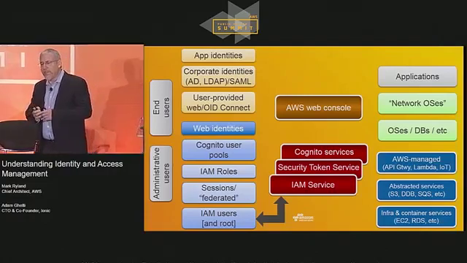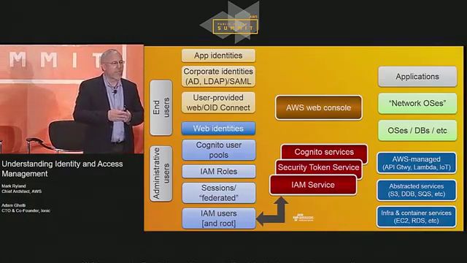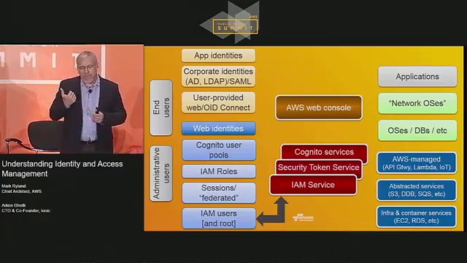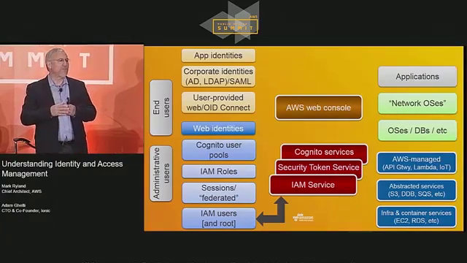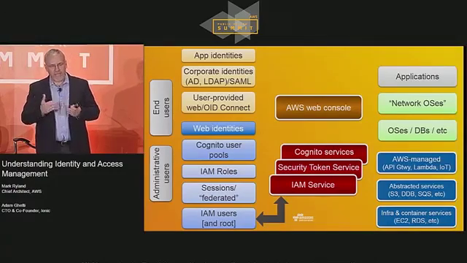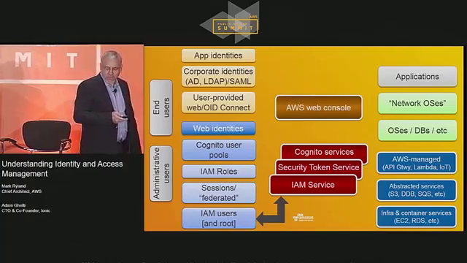And in the middle is the identity access management service itself, as well as a component we'll talk a lot about, the security token service. And then something I won't talk much about today, but there's another layered service there called the Cognito service, which provides identity-related services, particularly optimized for mobile technology.